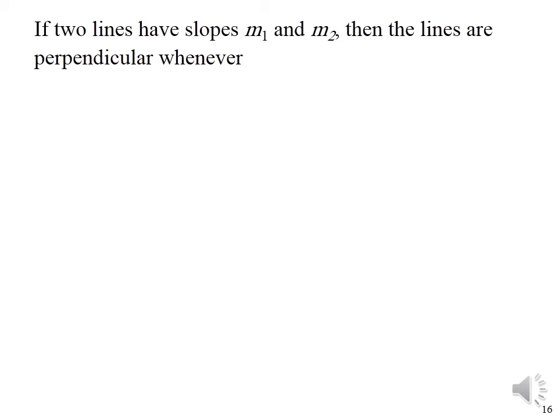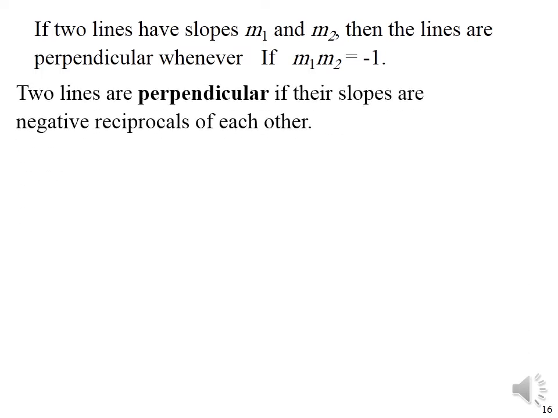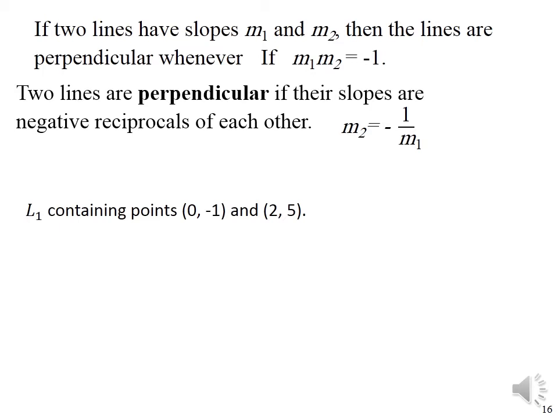Two lines have slopes equal m1 and m2, and the product of the two slopes equals negative 1. That means the two lines are perpendicular, or we can say that the slope of the first equals the negative reciprocal of the second one, meaning m1 equals negative 1 over m2, or m2 equals negative 1 over m1.